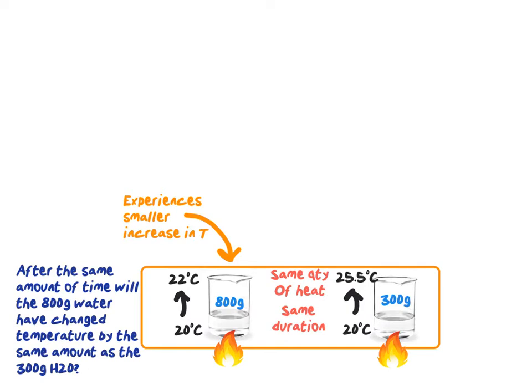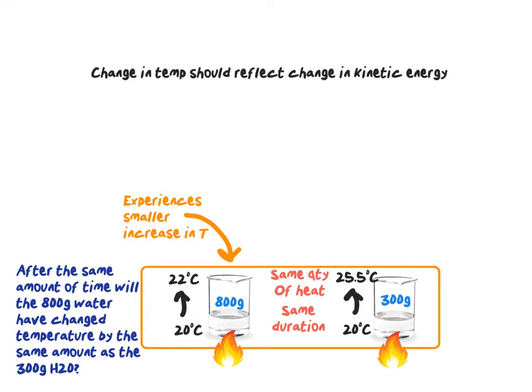Now let's think about why that might be the case. Well, we know that temperature is a measure of the average kinetic energy of a particle, in this case the beaker of water. Now the change in temperature would therefore reflect the change in kinetic energy of those particles. So if we've had a smaller change in temperature in the larger beaker of water, we can say that there's been a smaller change in the kinetic energy than there was in the smaller beaker of water.